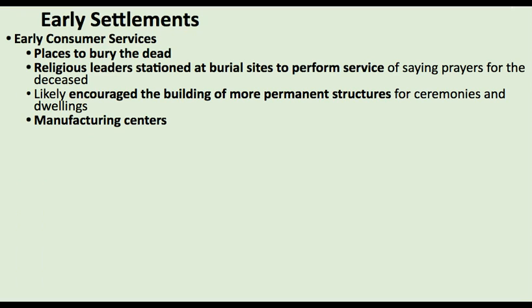Other consumer services that were available would be connected to manufacturing. Early on, if you made something, you also sold it. There was no middleman. Cottage industry is the idea of making things yourselves, and then you would just sell right to the people from there.